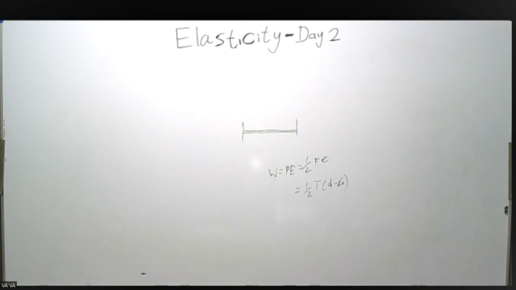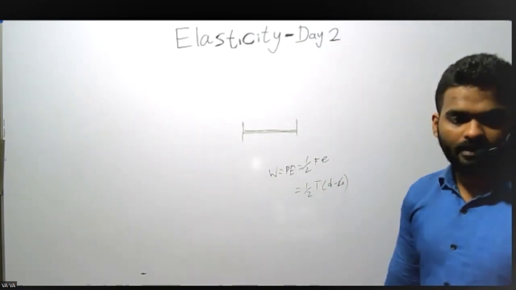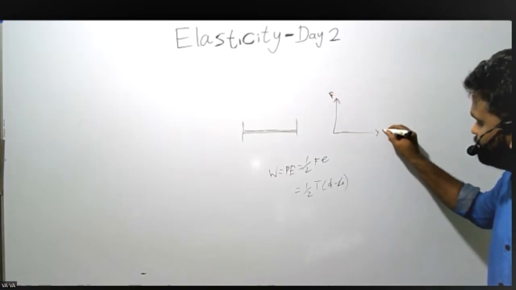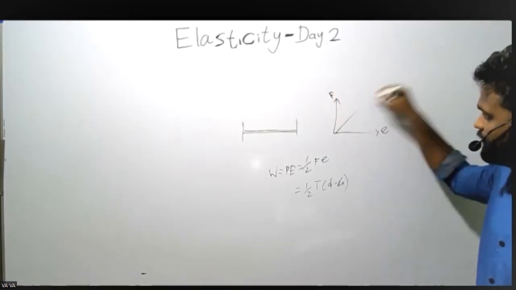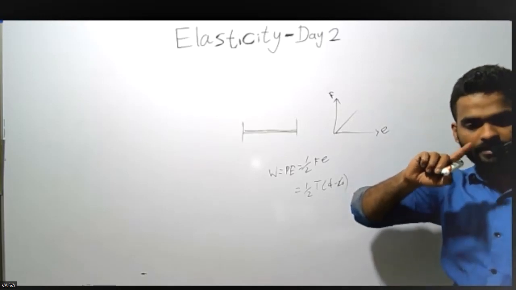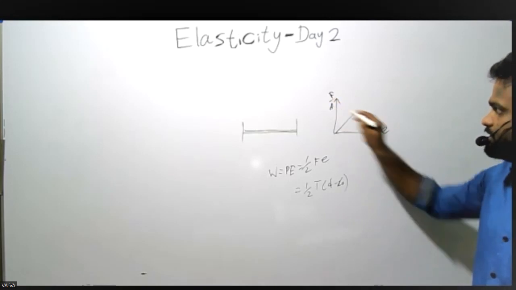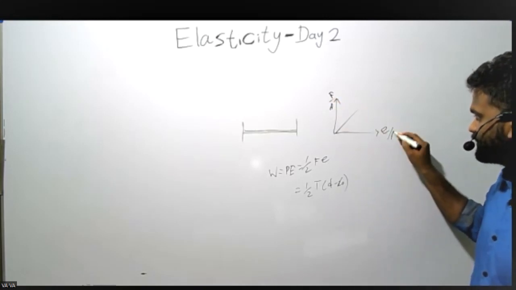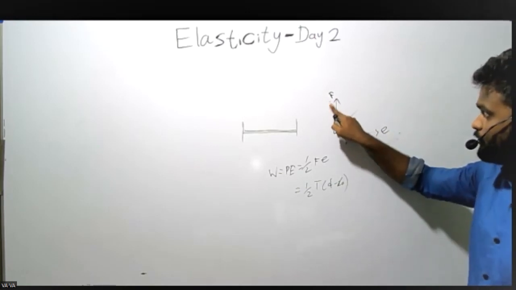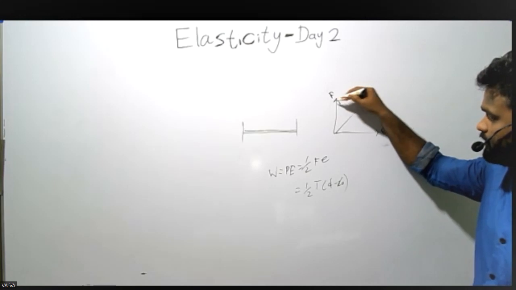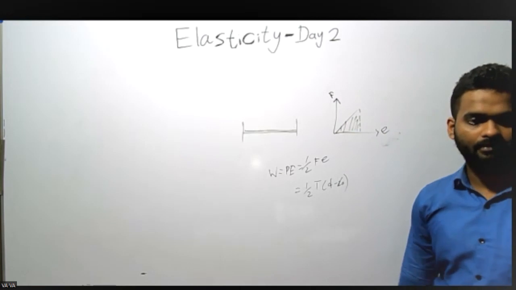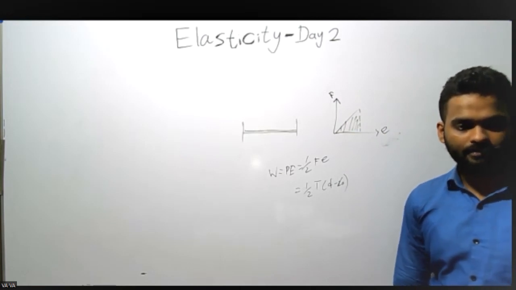So the answer should be the first one. If you have any problem with this, always refer to this graph, right? F-e graph. If they're asking about energy in a unit volume, you need a stress-strain graph. But if they ask about force and extension, you have to follow this graph. I think it is clear. The answer is the first one.